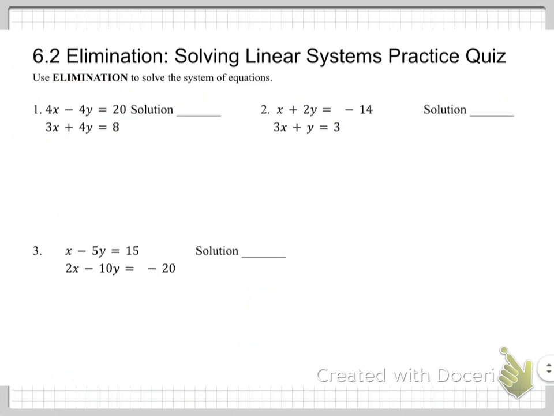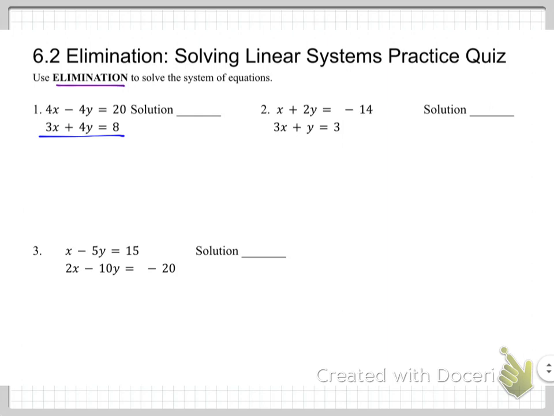For 6.2, solving linear systems. For each of these, we're going to use elimination to solve them. Remember that elimination is when you combine or add up the two different equations, and you eliminate one of the variables when you add them together. That way you can solve for one of the variables, and then you can plug it back in. So let's get started here.